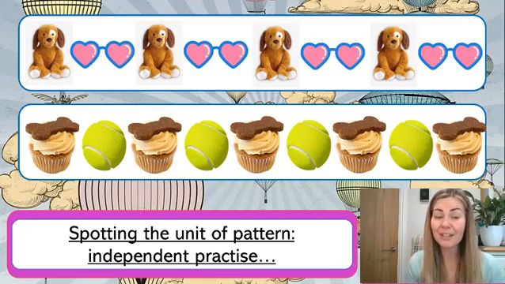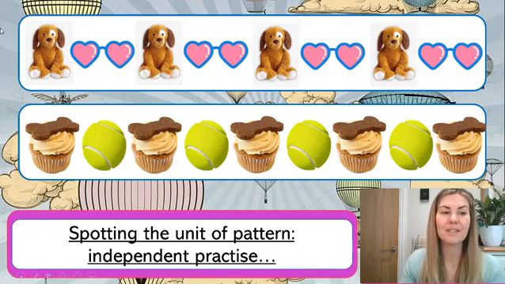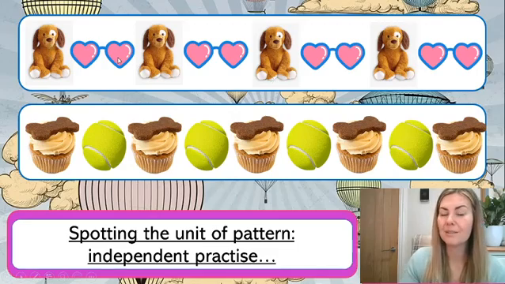Okay, everybody, have you had a chance to do that? Great stuff. So if we have a look at the first line, we have a bear and some shades, some sunglasses. So bear, shades, bear, shades, bear, shades, bear, shades. Can you tell me what the unit of pattern was? It was the bear and then the shades.